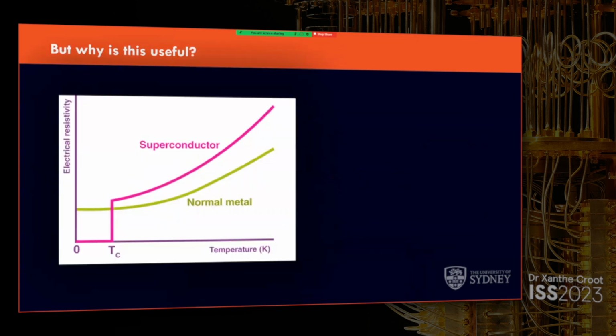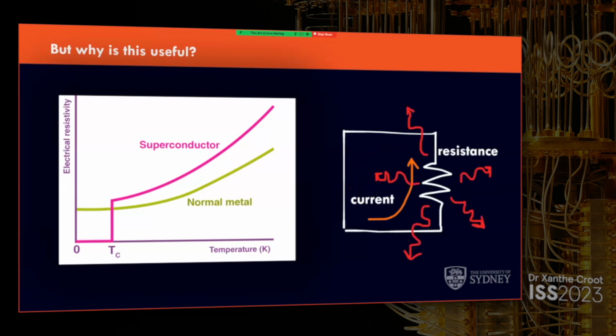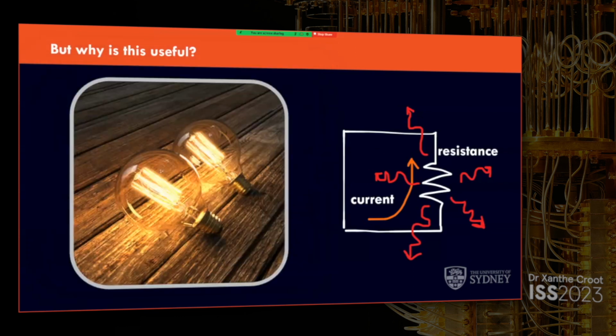Okay, so what has this got to do with superconductivity? Well, imagine you have a circuit and it has a resistor in it. What happens if you flow a current through that circuit? When the current flows through the resistor, it basically heats the resistor up and dissipates energy. And this is what happens. One of the most obvious examples of this is a light globe.